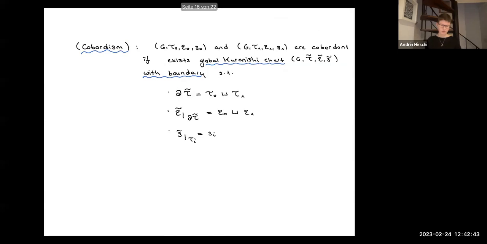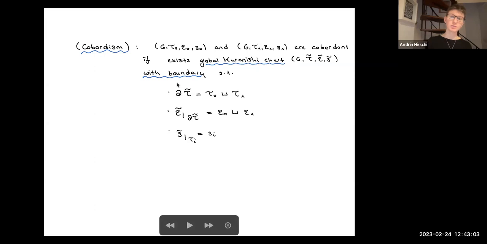Now, for the last kind of relation between global Kuranishi charts, it's the relation of cobordism. So if you have two global Kuranishi charts which have the same covering group, we say they are cobordant if there exists a global Kuranishi chart with boundary and which has the same covering group, and we simply require the thickening to have boundary which is equal to the disjoint union of T0 and T1, the thickenings we started with. And such that the obstruction bundle restricts to the disjoint union of the obstruction bundles E0 and E1 over the boundary, and such that also the obstruction section restricts.